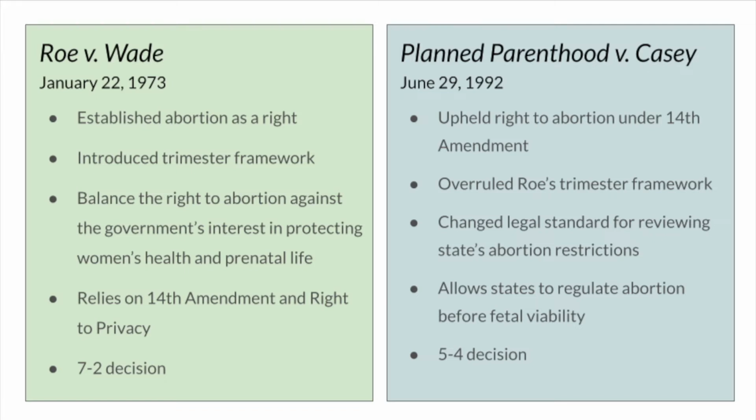The ruling introduced a trimester framework to balance the right to abortion against the government's interest in protecting women's health and prenatal life. During the first trimester, no restrictions are placed on a woman's ability to choose an abortion other than requiring minimal medical safeguards, such as a licensed physician to perform the procedure. Starting the second trimester, a state could restrict but not ban abortions if the regulations were reasonably related to the mother's health. And, starting from the third trimester, when a fetus becomes viable under the medical technology of the time and is able to survive outside of the mother's womb, a state could ban abortion, except where an abortion was necessary to protect a woman's life or health.